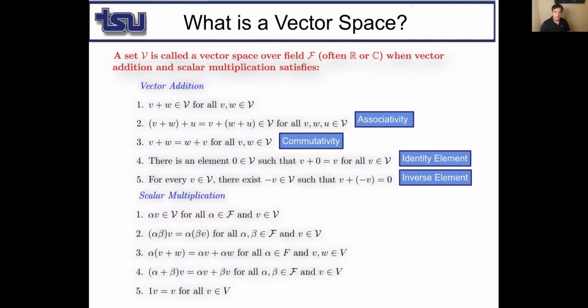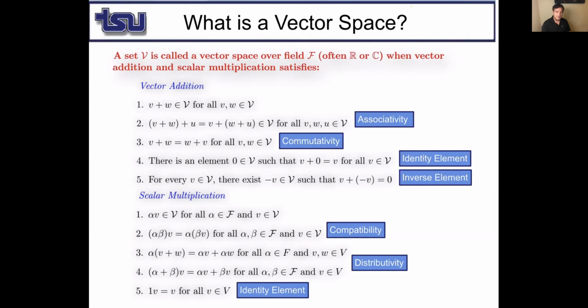Scalar multiplication also has axioms. If you have v as an element of set V, and alpha as an element of the field, when you multiply alpha and v, you end up with another vector that's also in the set V. Compatibility: when you have alpha and beta in field F and v as a vector in V, whether you first multiply alpha and beta, or first multiply beta with v and then alpha, it's not going to make a difference. Again, we also have distributivity. If you have v and w, and you multiply by alpha this way or that way, it doesn't matter, or this way or that way, it does not matter.